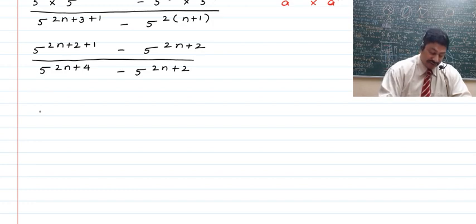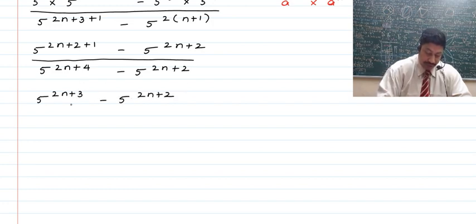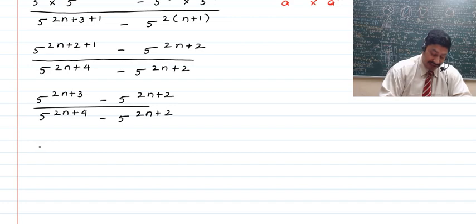Now if you talk about the first term, it will become 5 raised to the power 2n plus 3, right, and the second is 5 raised to the power 2n plus 2. Talking about the denominator, in the denominator we have 5 raised to the power 2n plus 4 minus 5 raised to the power 2n plus 2. So children, here as you can see, we can write the numerator as 5 raised to the power 2n, right, and to that we can add 2 plus 1.